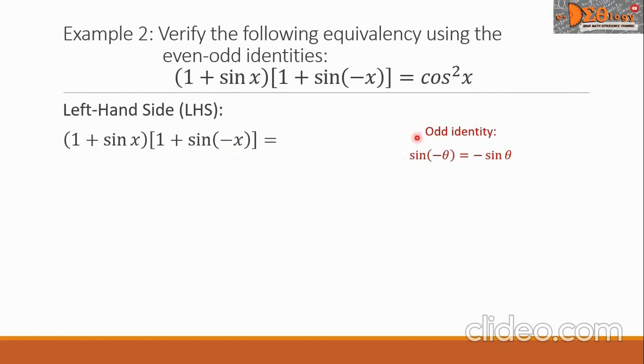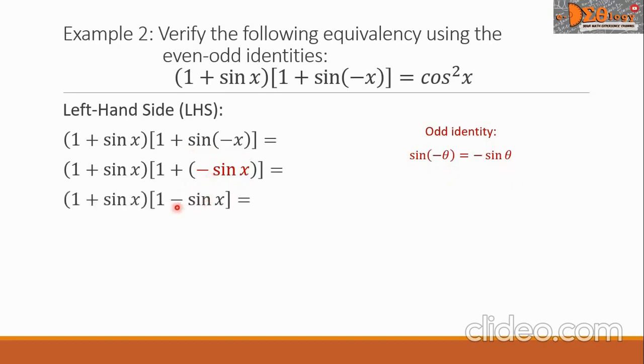From the odd identity, we have this sine of negative theta equals negative sine theta. Using this idea, I will now simplify this sine negative x. It is now replaced by negative sine x. And to simplify the plus and the minus, I will simply write minus. So the new left hand side is 1 plus sine x times 1 minus sine x.